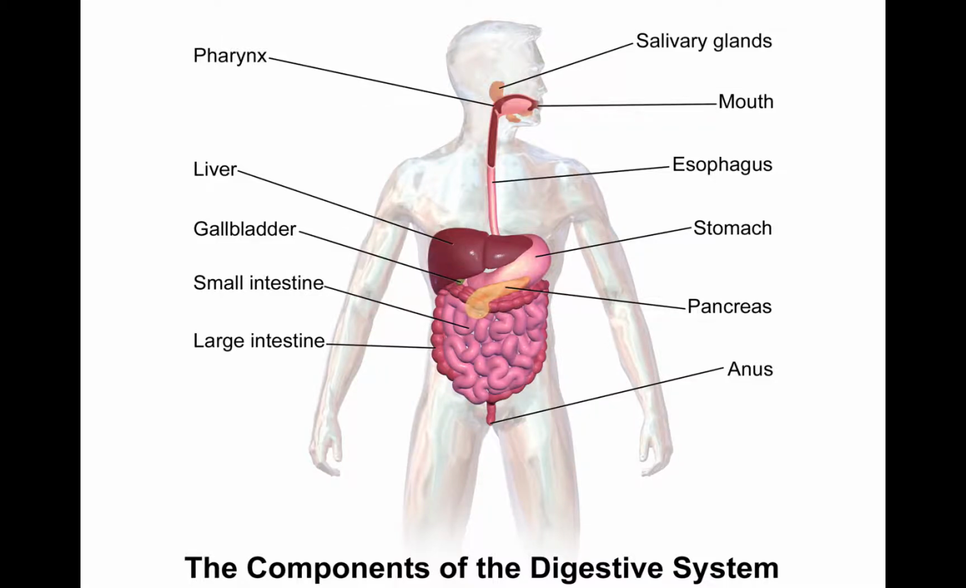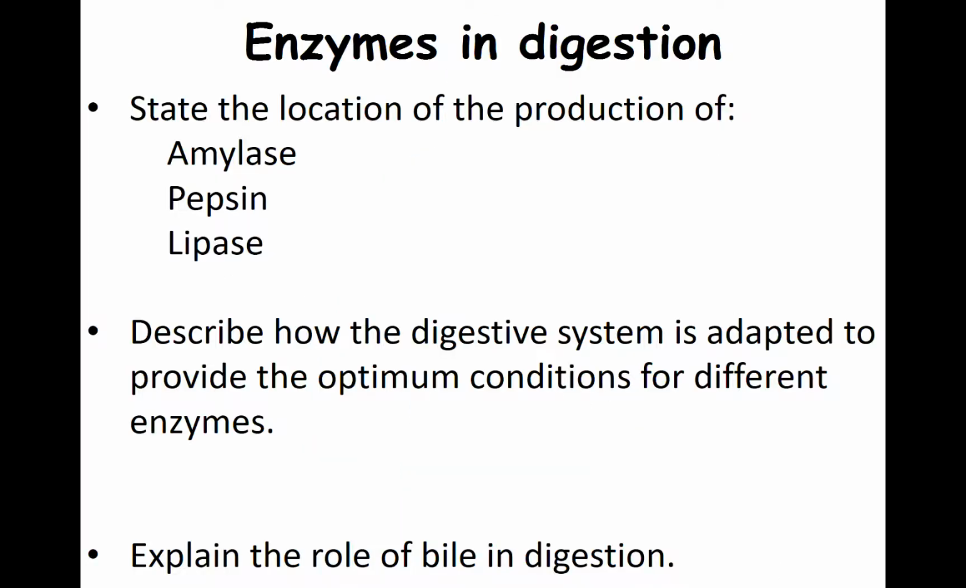This lesson is on digestive enzymes. So our title today is Enzymes in Digestion. By the end of the lesson, we should be able to state the location of the production of amylase, pepsin, and lipase. We should describe how the digestive system is adapted to provide the optimum conditions for different enzymes. And finally, we should explain the role of bile in digestion.